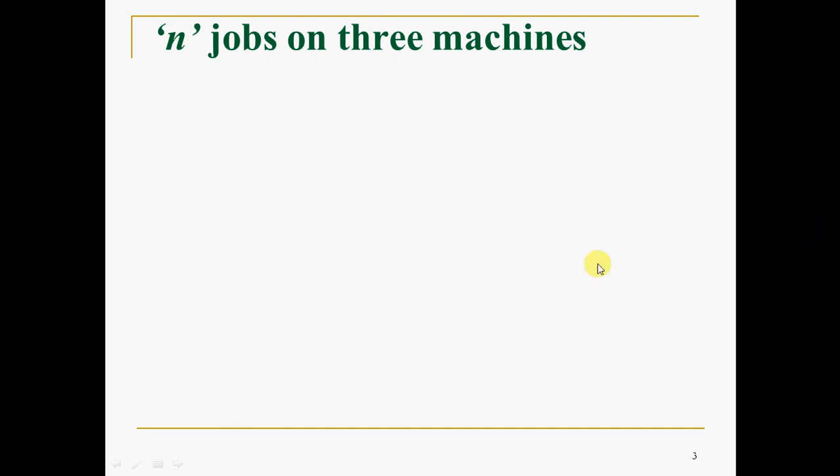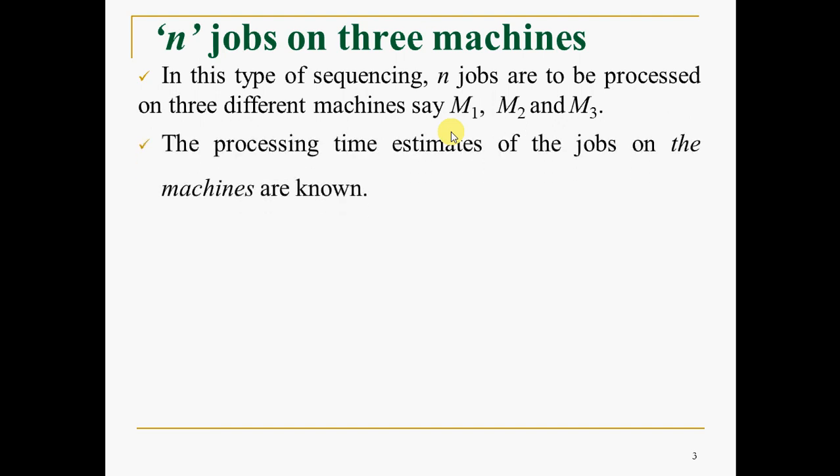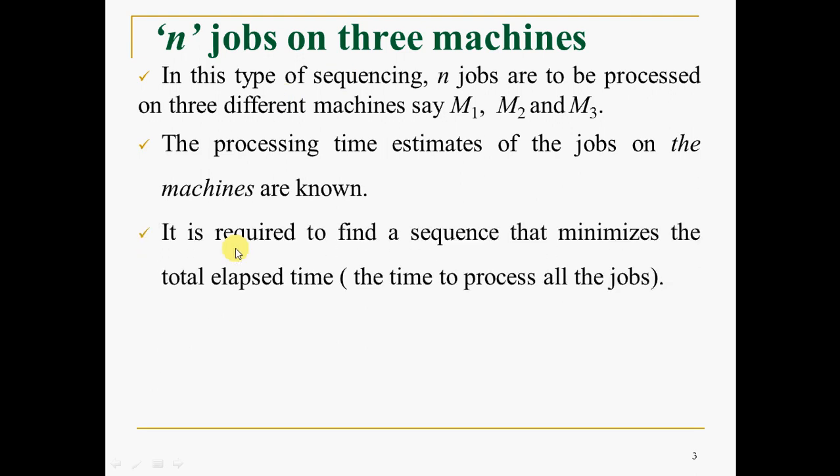Coming to the outline of n jobs on three machines. In this type of sequencing, n jobs are to be processed on three different machines, say M1, M2 and M3. The processing time estimates of the jobs on the machines are known. It is required to find a sequence that minimizes the total elapsed time, that is the time to process all the jobs on the three machines.